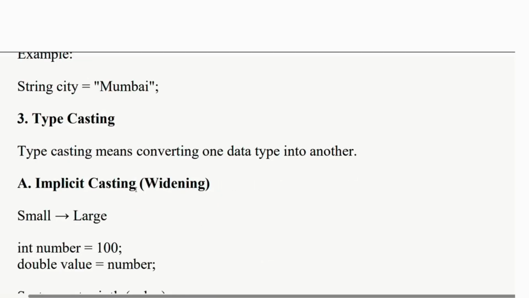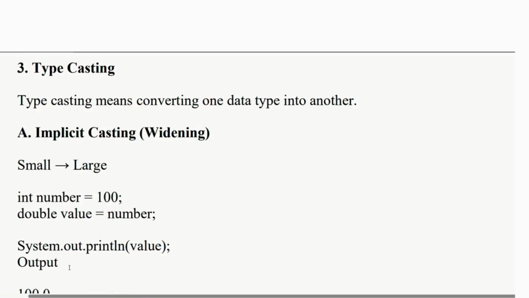Now let's understand typecasting. What is typecasting? Typecasting means converting one type of data into another type of data. There are two types of typecasting: implicit typecasting and explicit typecasting. Implicit means the compiler converts the data on its own, and the data which we need to typecast manually is explicit typecasting.